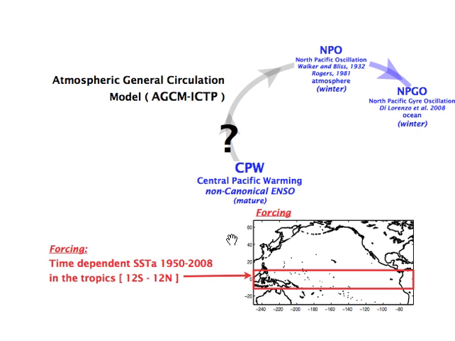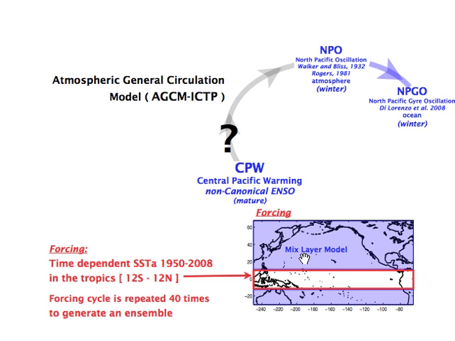And the model is set up in such a way that we have prescribed forcing of sea surface temperatures between 12 south and 12 north at the equator, and we run this prescribed SST from 1950 to 2008. Outside the tropics, we have a mixed layer model where the ocean and the atmosphere are able to interact. Now this particular forcing cycle is repeated 40 times to generate an ensemble from which to gain statistical confidence.